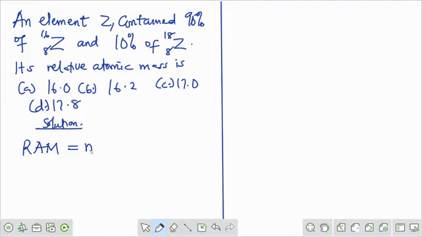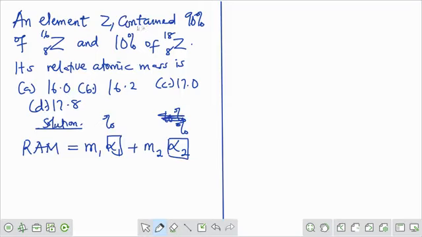Now whenever they ask you to find relative atomic mass for an element like that, it will be the mass of the first element, that is the first isotope, times the relative abundance, plus the mass of the second isotope times the relative abundance of that same isotope. This alpha that I'm using is the one in percentage. This one also is the percentage.